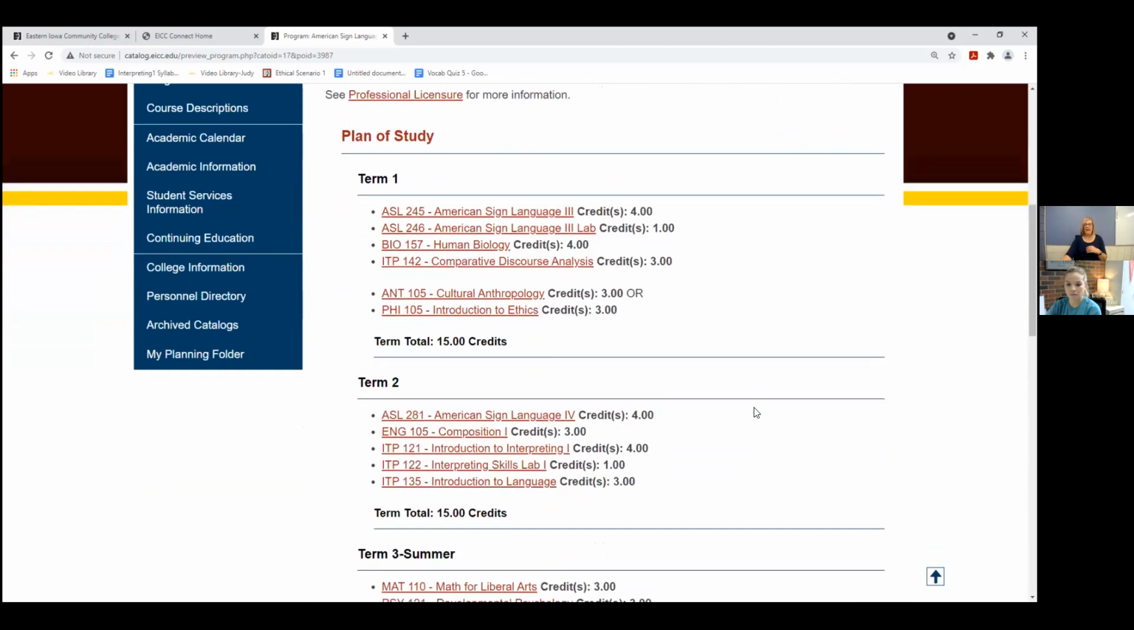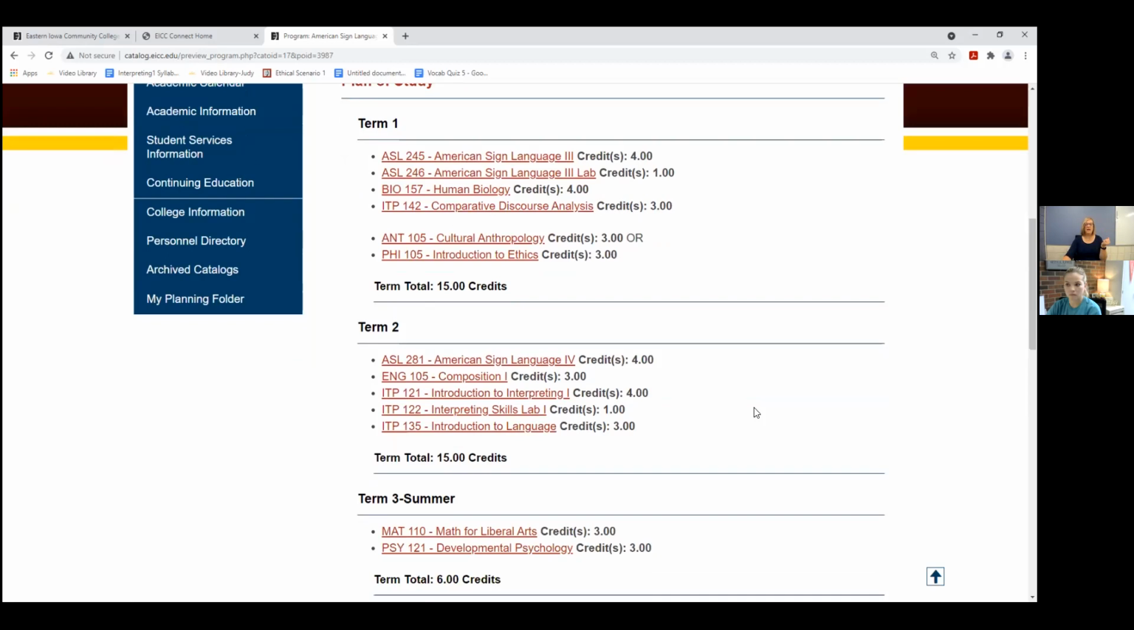The spring semester of that year, you're taking ASL 4, English Comp 1, and then you start your first interpreting class. And we start you off at an introductory level, and you slowly build from there. There's a lab that goes with that. And then Intro to Language is a deep dive into the grammatical rules of ASL. It mirrors English vocab and grammar for English, but now that you're into 4 courses in ASL, we start looking at the grammar rules and use of ASL.